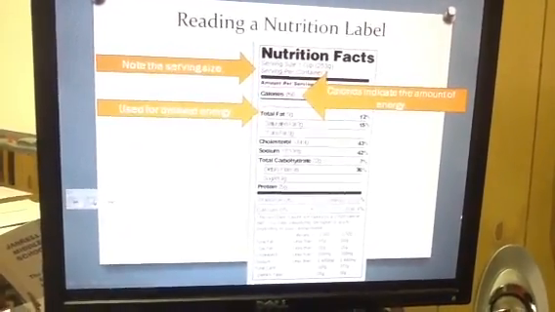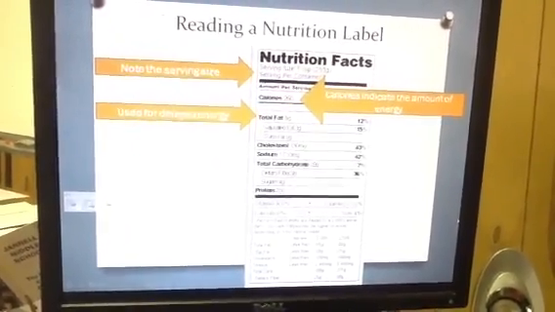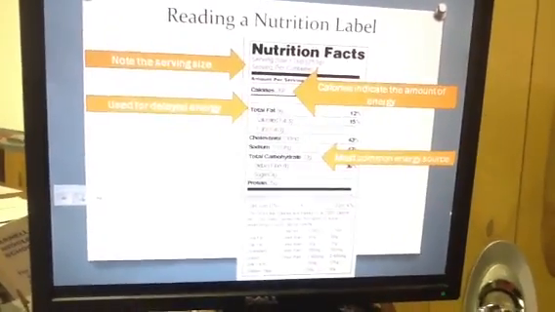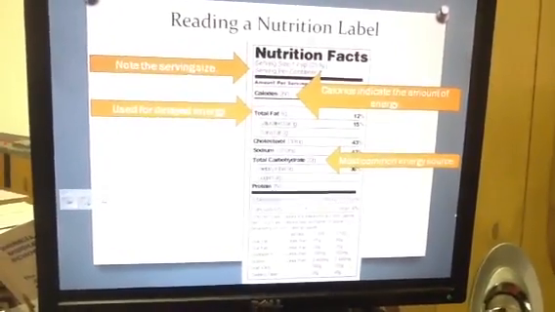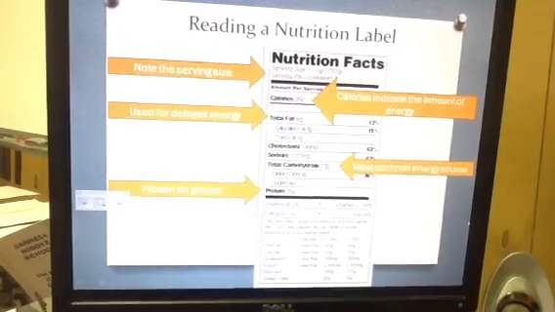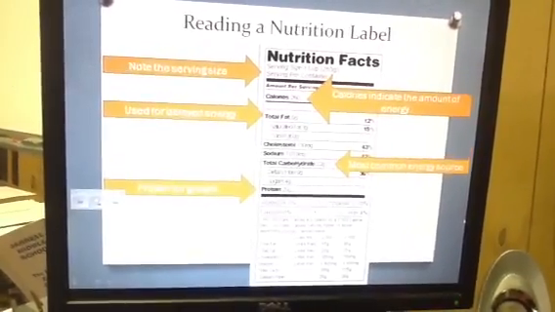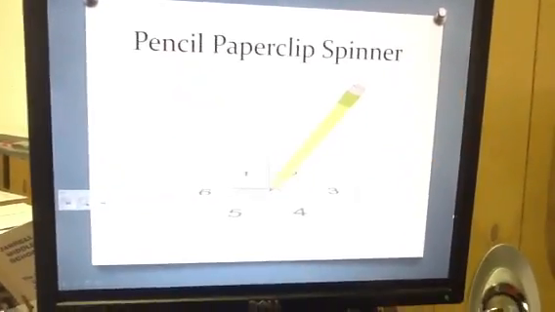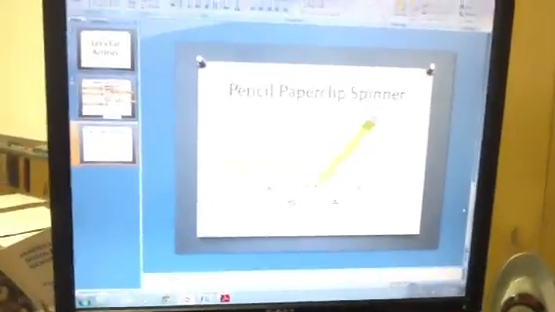Total fat, used for delayed energy, things that are going to be stored up later on. Most common type of energy source, carbohydrates. And protein, which we know is used for growth. So a couple of things to take note of. We're going to look at the lab procedure now.